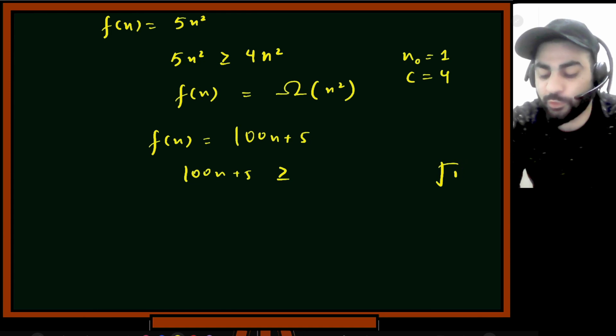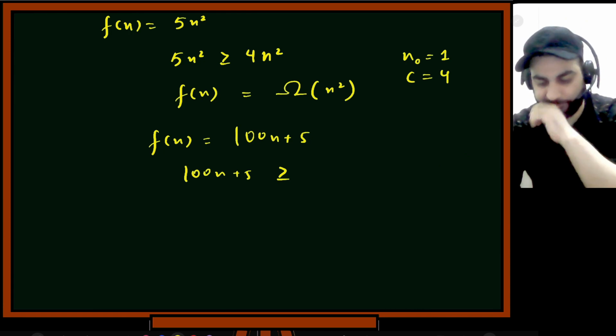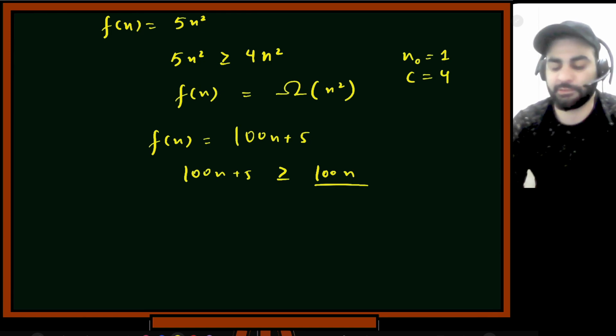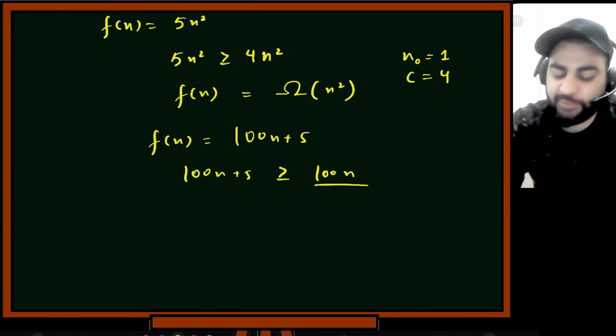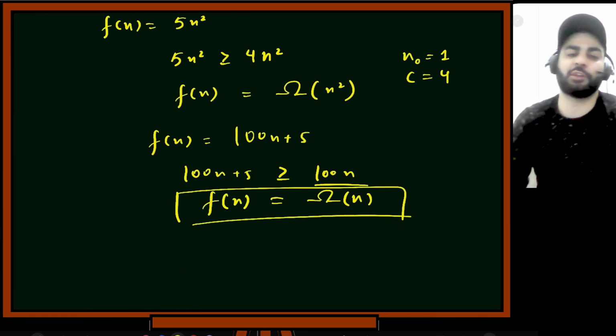For example, you can give me root n. Root n will again be a lower bound of this. But I want the tightest lower bound. Yes, 100n. Okay, so if I have to write it in terms of the notation, I'll write this. I hope that this lower bound is also clear.